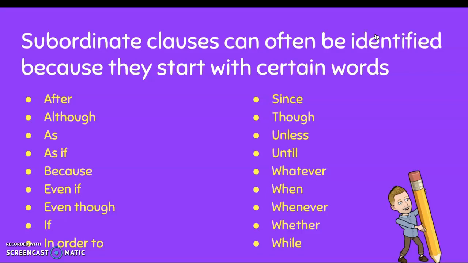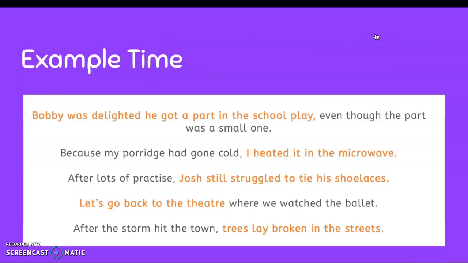Now, let's check out some examples. Bobby was delighted he got a part in the school play, even though the part was a small one. The bold orange words are the main clause. The slightly smaller black words are the subordinate clause. Look at the first word for each subordinate clause on this page.